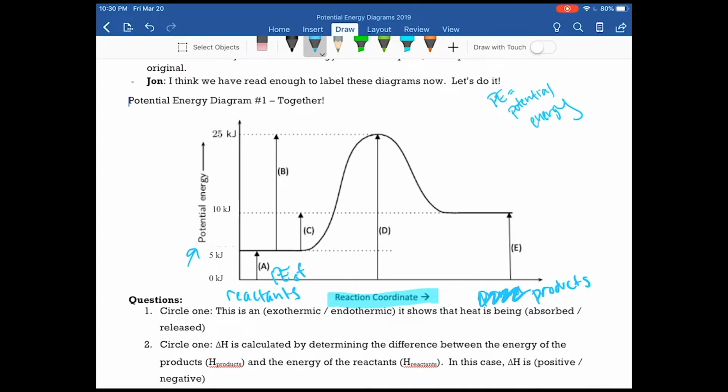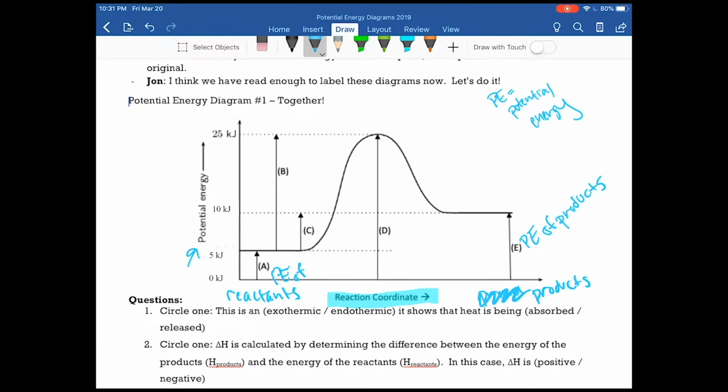Now that that's done, if we're looking at point E, you have probably guessed that this is the potential energy of the products. You are producing your product, so it is at the end of the reaction. We're not done with our labeling, but at least this is the stuff we know. Let's jump into stuff that's kind of new.